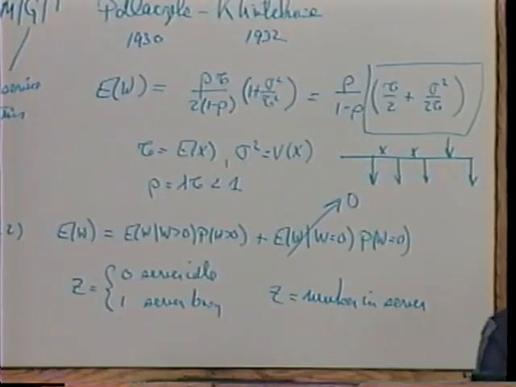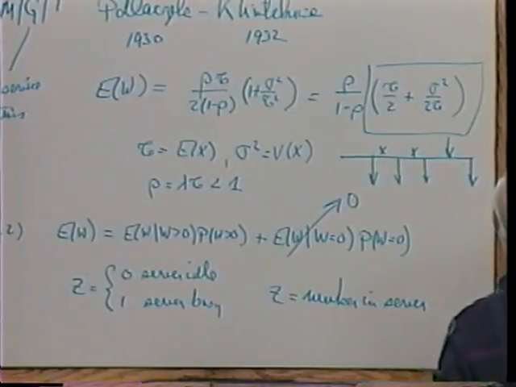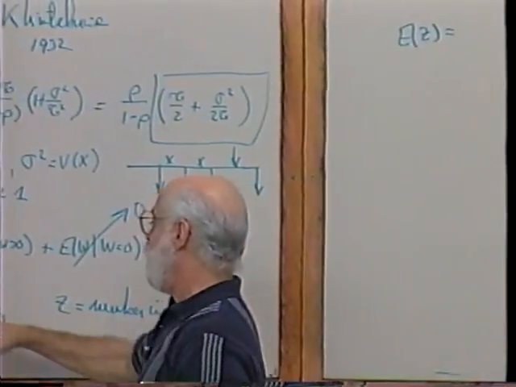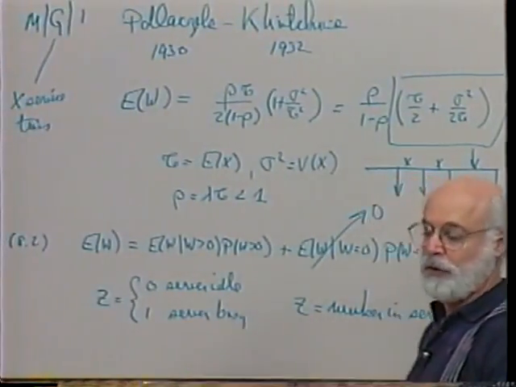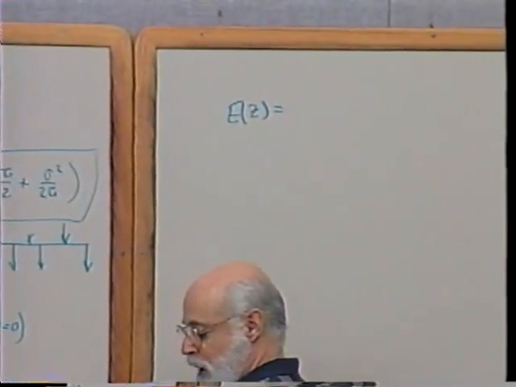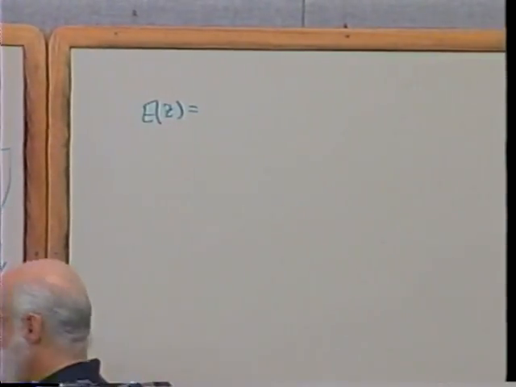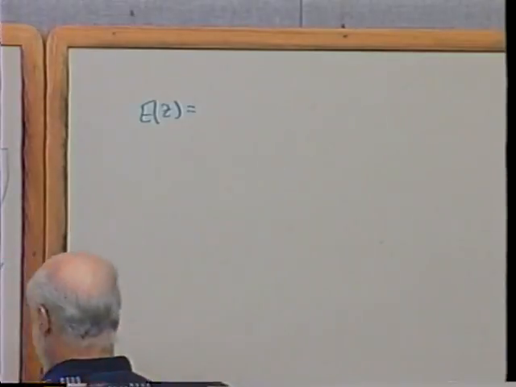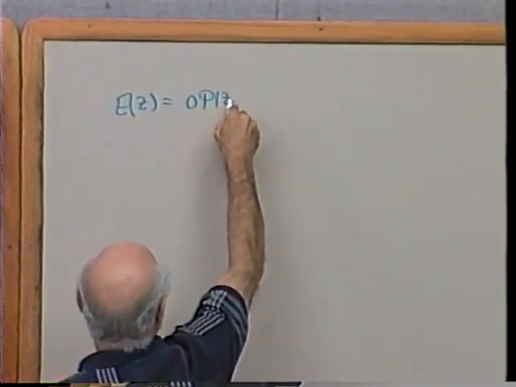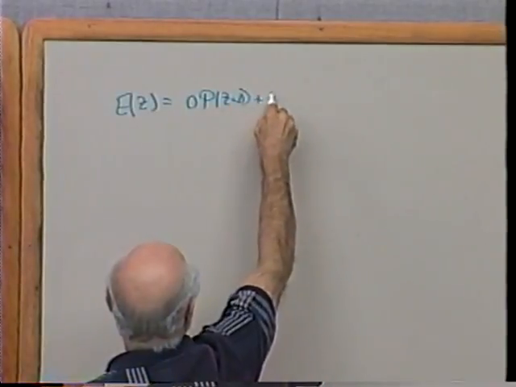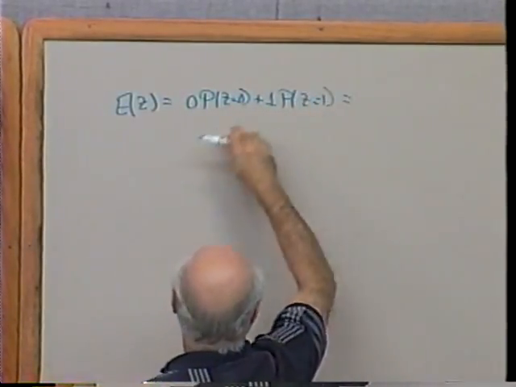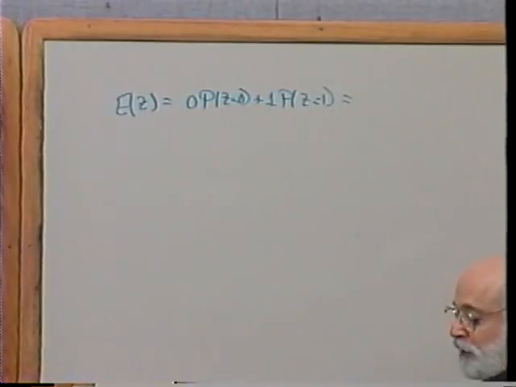All right, now we have this Z, so let me calculate the expected value of Z. Any random variable Z that only takes the values 0 and 1, a so-called 0-1 random variable, has as its expected value the probability that Z equals 1. That is, the expected value of Z is 0 times the probability Z equals 0 plus 1 times the probability Z equals 1. That's true for any 0-1 random variable.